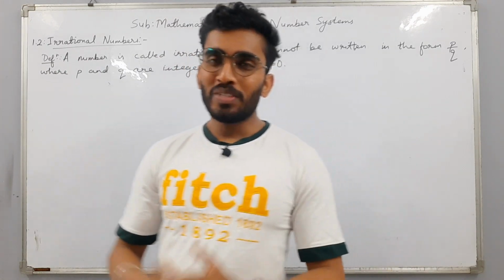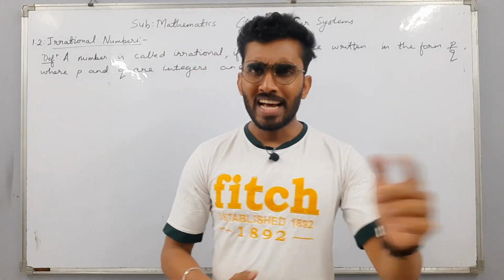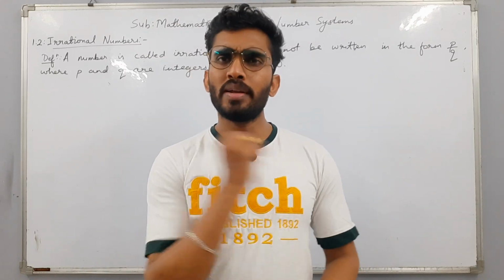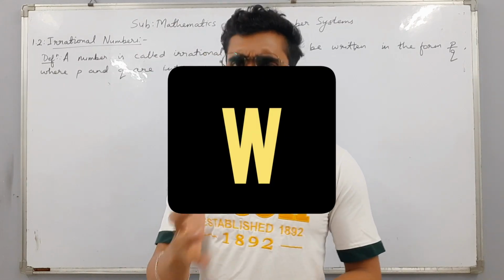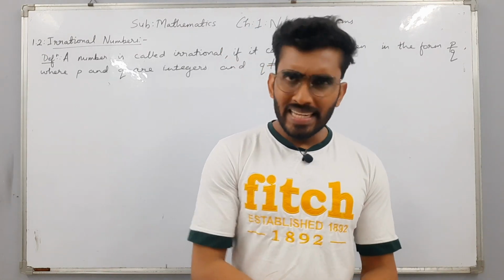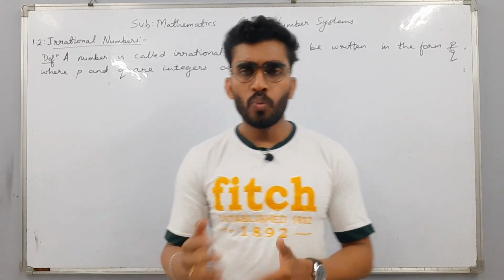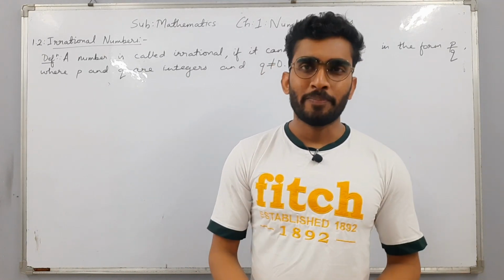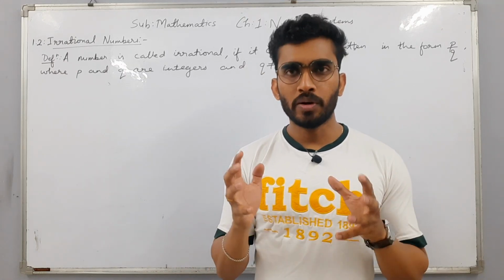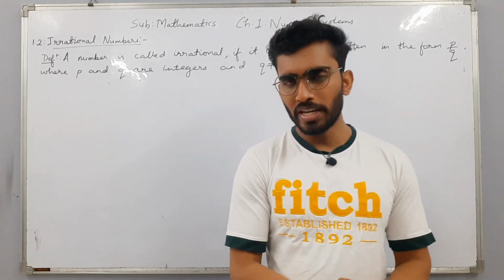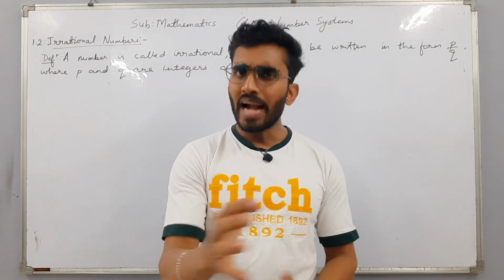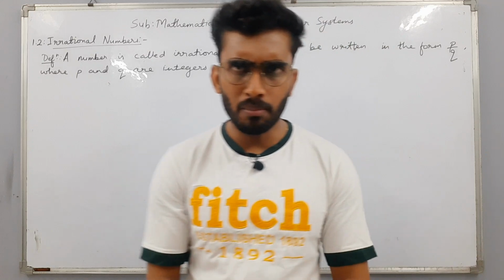In the last video we started the first chapter of mathematics class 9, number systems. We covered the natural numbers, the whole numbers, the integers and the rational numbers. Continuing that same chapter, in this video we are going to see the next topic. We completed exercise 1.1 in the last video, and now the first topic that we are going to cover today is irrational numbers. Starting with the definition of irrational numbers.